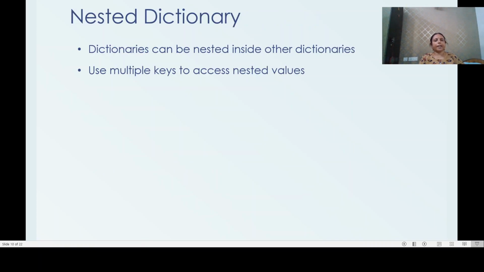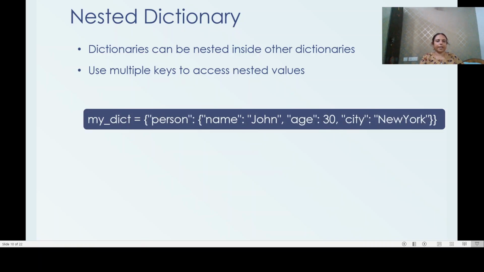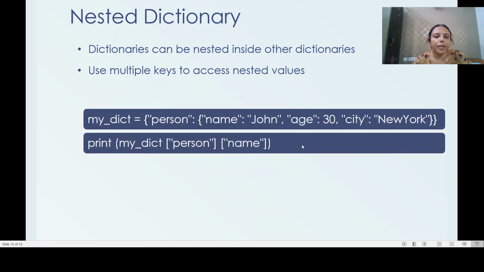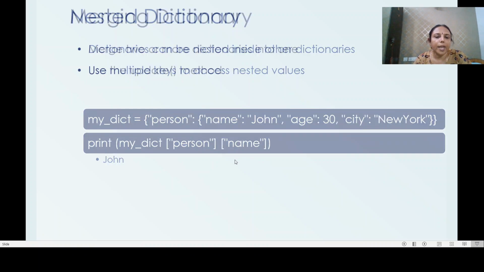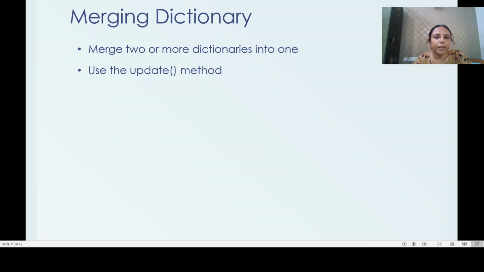Now you can have nested dictionaries. That is a dictionary inside another dictionary, and you can have multiple keys to access the nested values. Let us see an example. See here, this person is a key and the value you have is multiple values. And again it is a dictionary. So person colon, again it is having a dictionary. If you want to refer to a particular value, you have to use person, then the corresponding key. So likewise, you can use a nested dictionary.